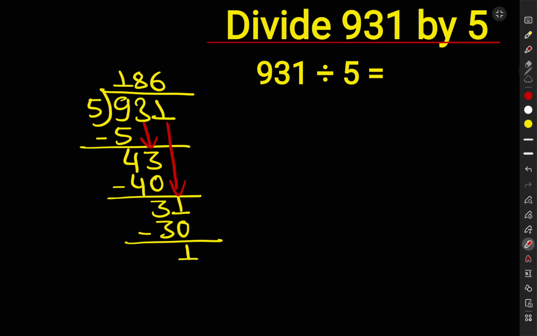So now we have no other number to put down. So we take a decimal here, so that we put 0. So it is 10 and 5 times 2 is 10. On subtracting we get 0. So 931 divided by 5 is 186 decimal 2.